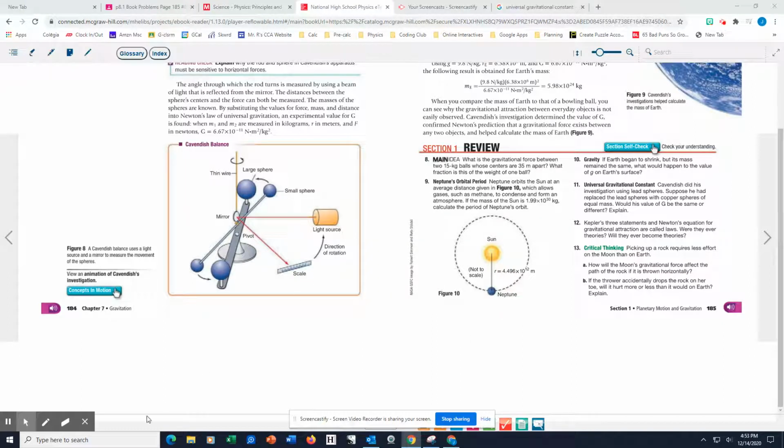Okay, well, real quickly, should only take a moment here. We're going to be solving question 8. What is the gravitational force between two 15-kilogram balls whose centers are 35 meters apart? And then what fraction of this is the mass, or the weight, actually, of one ball? All right, so what's our equation?